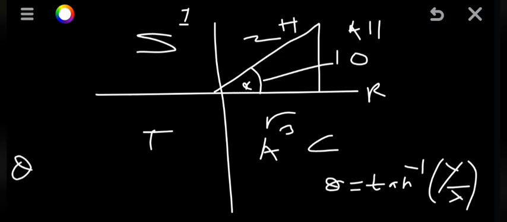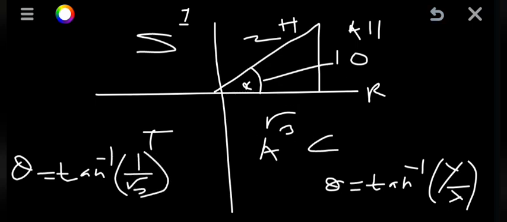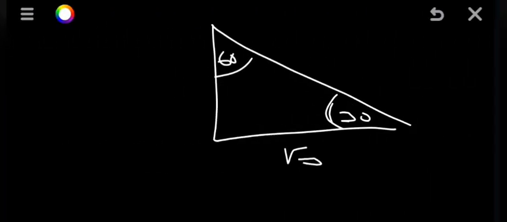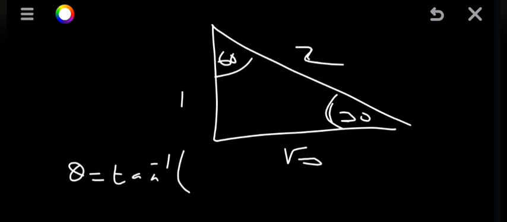Here we can say theta is equal to tan inverse. Our opposite here is 1, and our adjacent here is root of 3. Now, using the idea of special angles, let me just draw the triangle. Here we have root of 3, here we have 2, and here we have 1. So remember, we have theta equal to tan inverse of 1 divided by root of 3. Now, which angle is giving us this ratio?